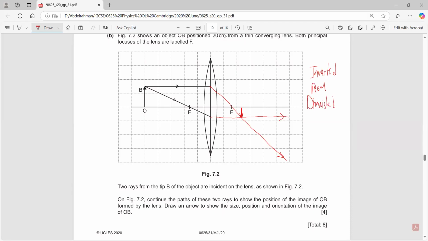Diminished, or you can say smaller. Why is it smaller? Because using a ruler, you will measure the object. You'll find that the object is much larger than this image I. This image I is much smaller than the object, so you'll say that it is diminished or smaller. Inverted, real, and diminished.